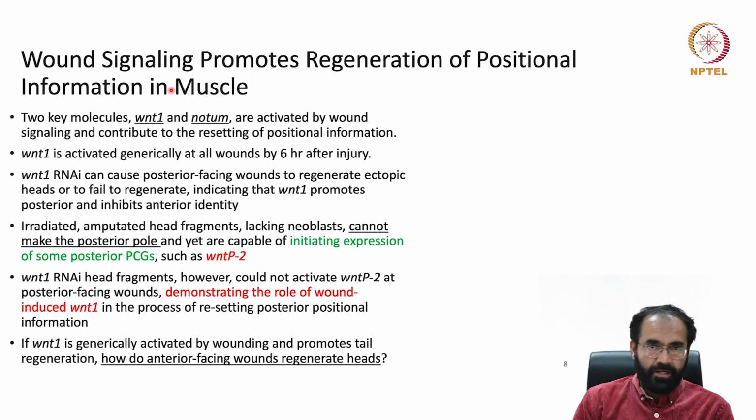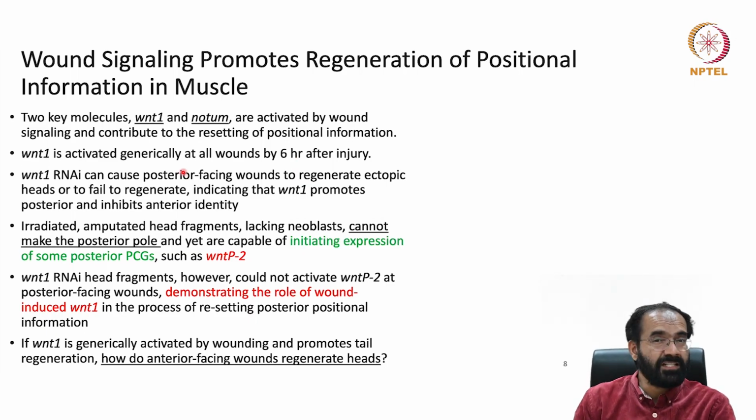Wound signaling. Now we have seen in the previous class how the wounds are regenerating. The wound signaling promotes regeneration of positional information in the muscle. Two key molecules are Wnt and Notum. They are opposite. Wnt is the pro-Wnt signaling, Notum is the anti-Wnt signaling. They are activated by wound signaling and contribute to the resetting of the positional information.